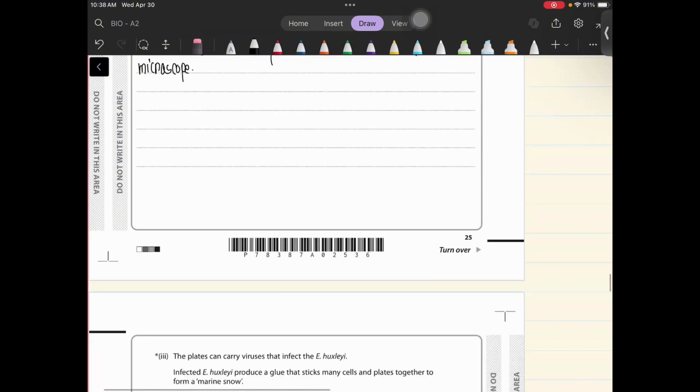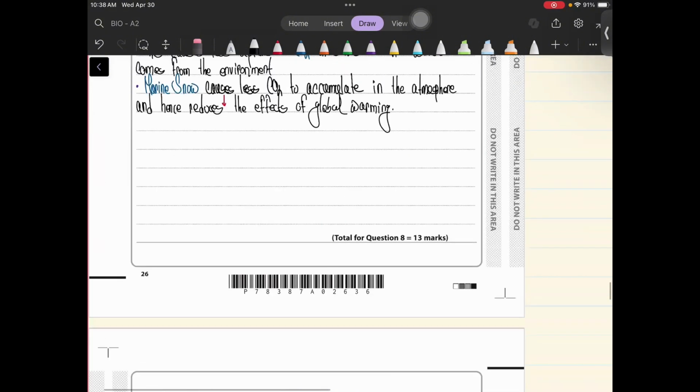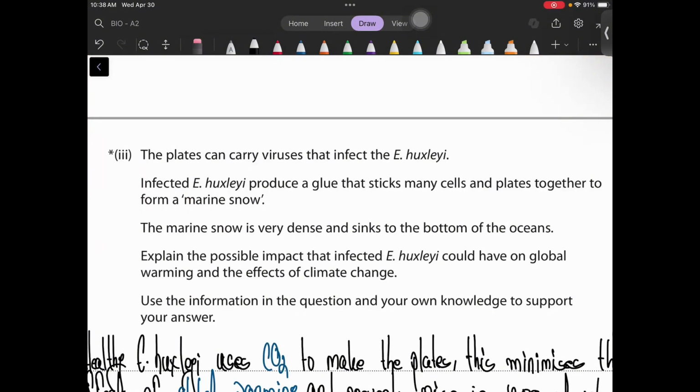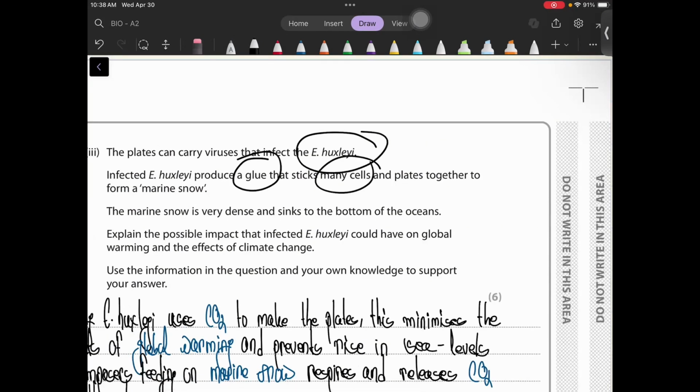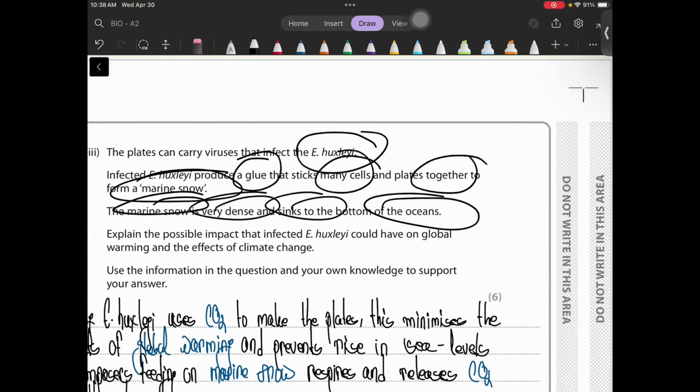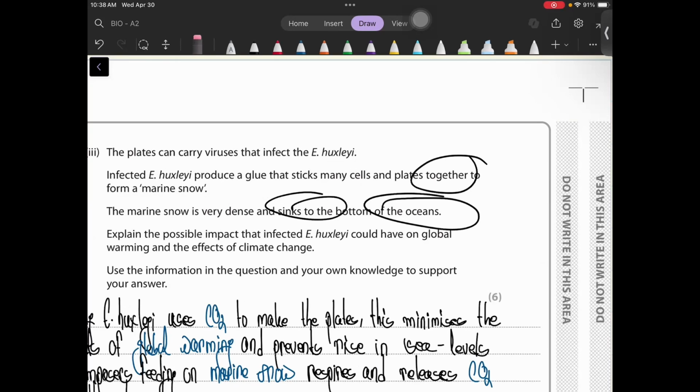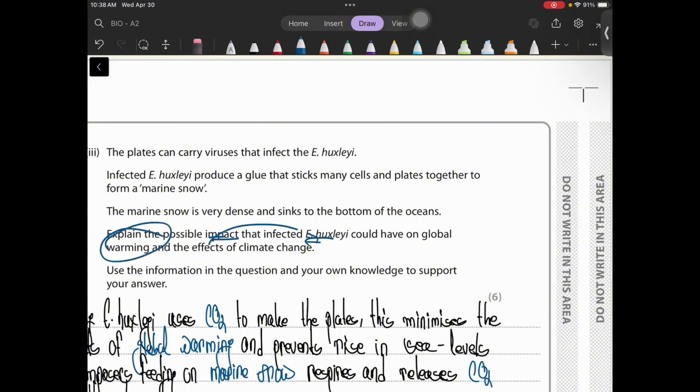And the last bit of it, right? So it said that the plates can carry viruses that infect E. Huxley. The infected E. Huxley produce a glue that sticks many of the cells together and forms marine snow. The marine snow is very dense and sinks to the bottom of the oceans. Explain the possible impact that Huxley could have on global warming and the effects on climate change.